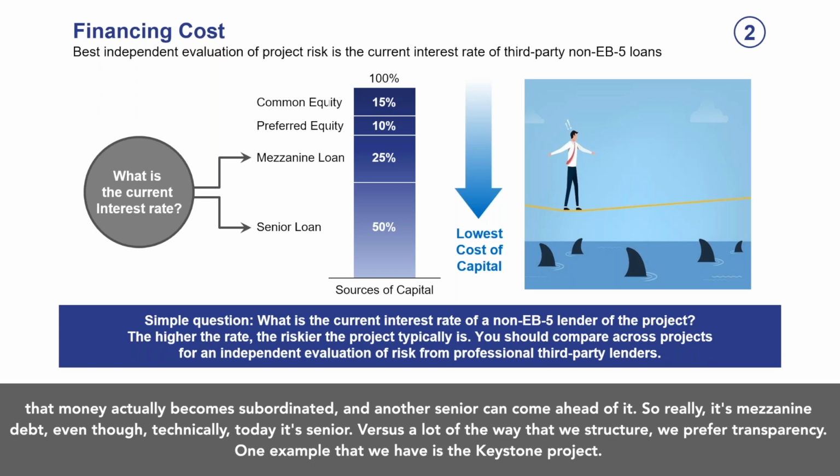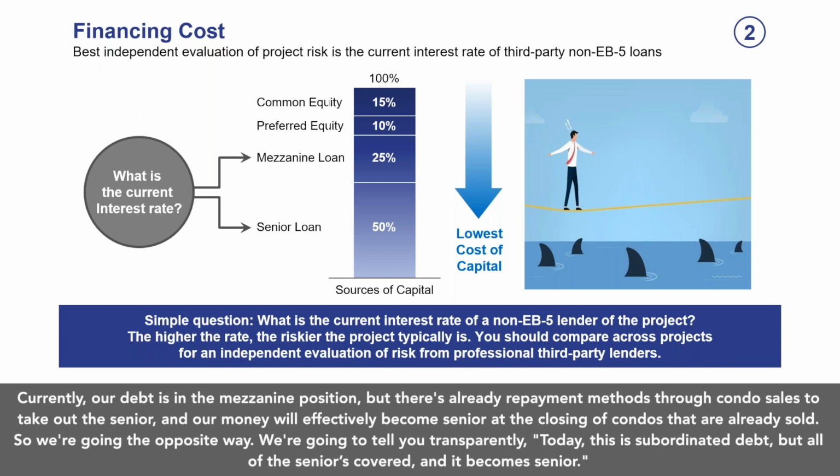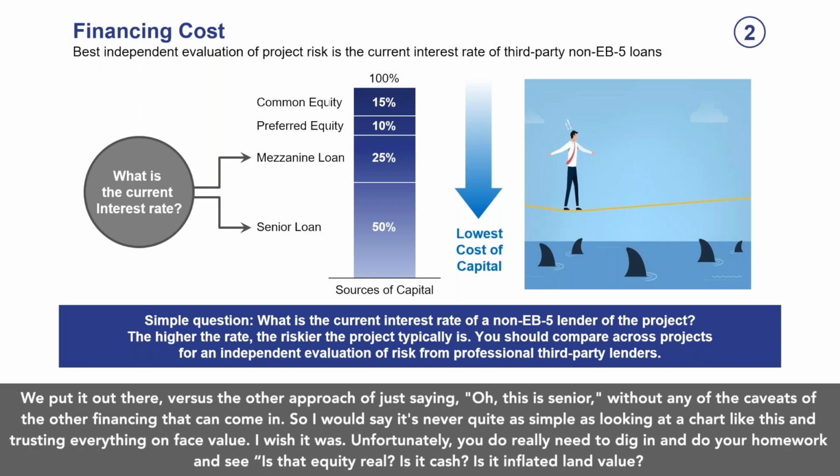Versus a lot of the way that we structure, we prefer transparency, where one example that we have is the Keystone project. Currently, our debt is in the mezzanine position, but there's already repayment methods through condo sales to take out the senior, and our money will effectively become senior at the closing of condos that are already sold. So we're going the opposite way. We're going to tell you transparently, today this is subordinated debt, but all of the senior is covered and it becomes senior, and we put it out there versus the other approach of just saying, oh, this is senior, without any of the caveats of the other financing that can come in.